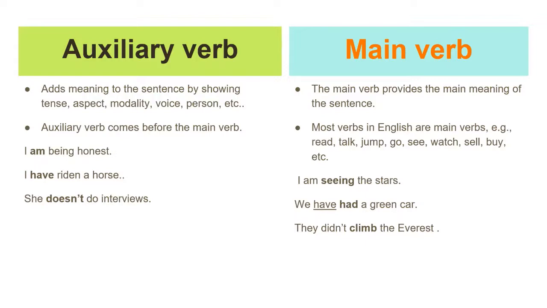Now, the main verb provides the main meaning of the sentence. Most verbs in English are main verbs. Here we have some examples: I am seeing the stars, we have had a green car, and they didn't climb the Everest. The main verbs are seeing, had, and climb, and the auxiliary verbs are am, have, and didn't.